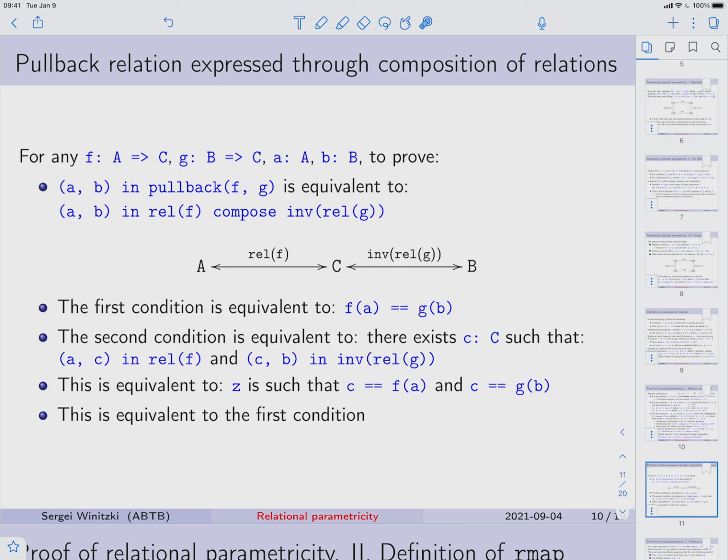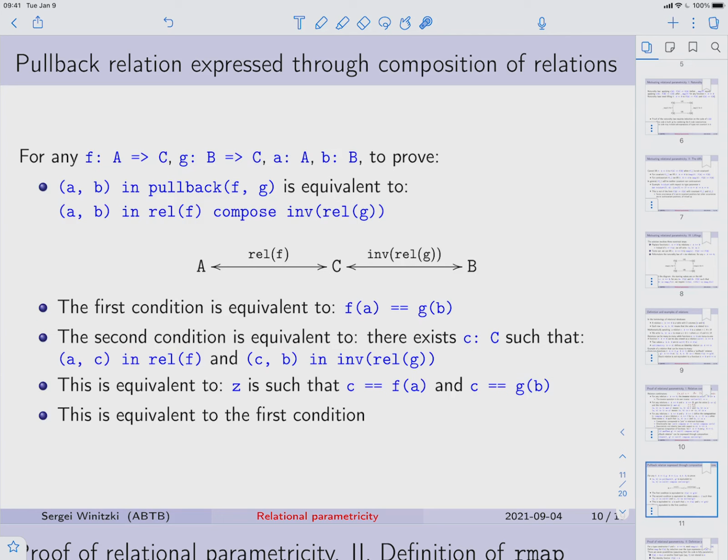So I take some a and b, and I want to prove that this condition, ab in pullback fg, is equivalent to ab in this. So if I prove that these are equivalent, I will have proved that pullback is equivalent to that composition. So how do I prove this?